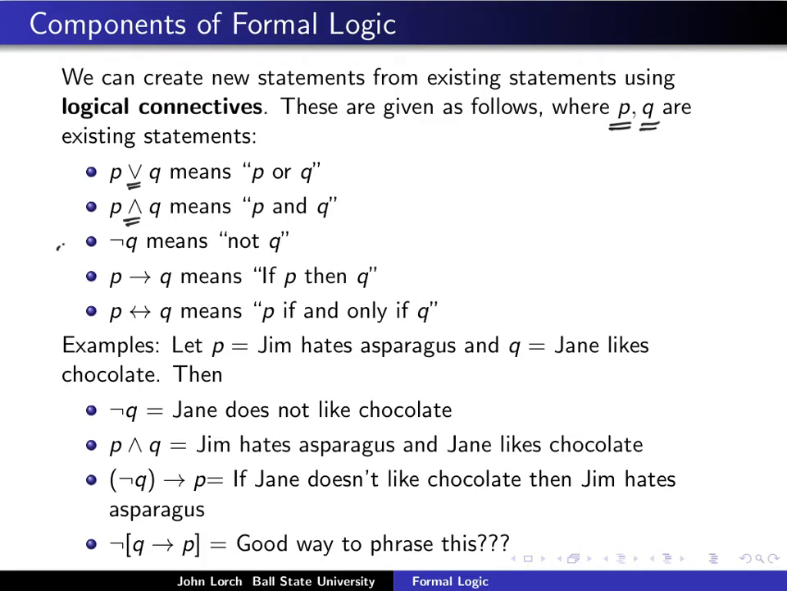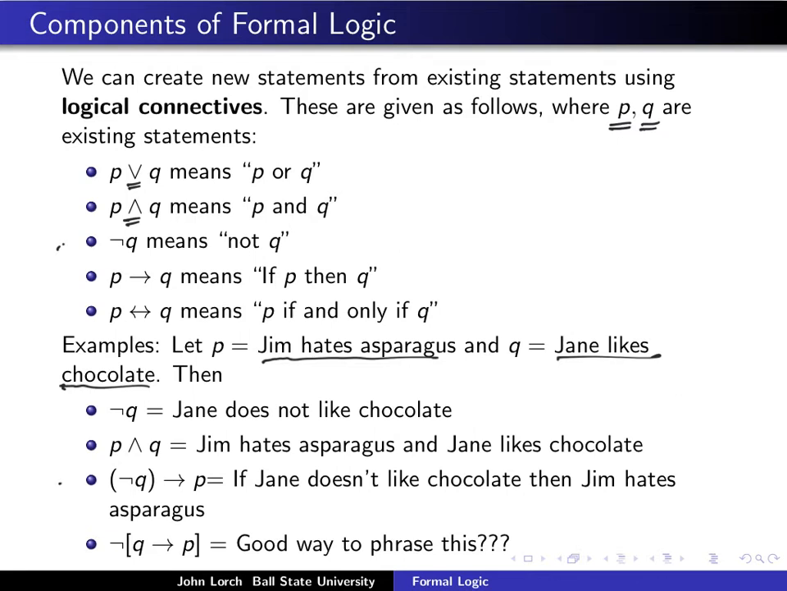All right, so how do these connectives play out in a specific example? Well, let's let P be the statement, Jim hates asparagus. And Q will be the statement, Jane likes chocolate. Then not Q, evidently, is Jane does not like chocolate. And then here, P tent Q, that means P and Q, so that's Jim hates asparagus and Jane likes chocolate.